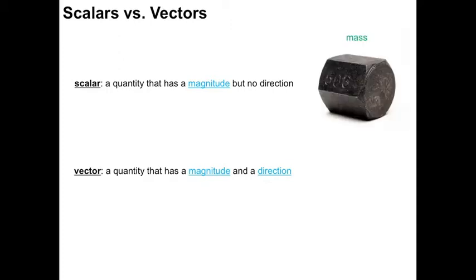So here we have a 50-gram mass, and it's very easy to say the mass is 50 grams, but it doesn't really make any sense to say that mass has any particular direction. It's just a mass. It doesn't have any direction.